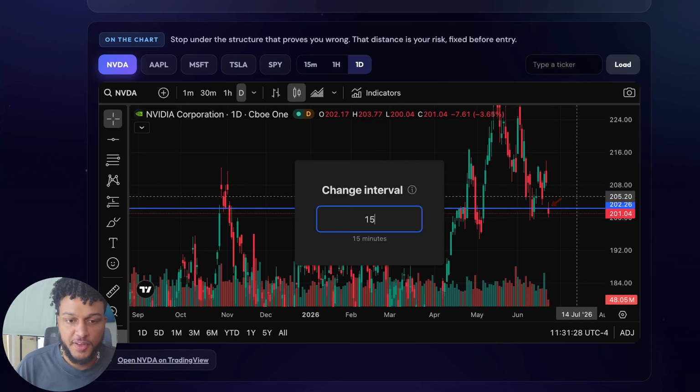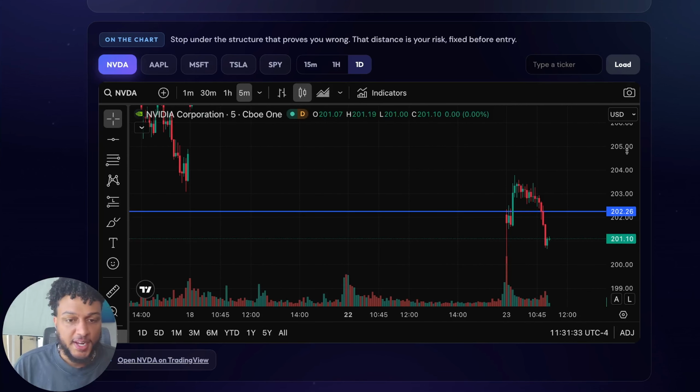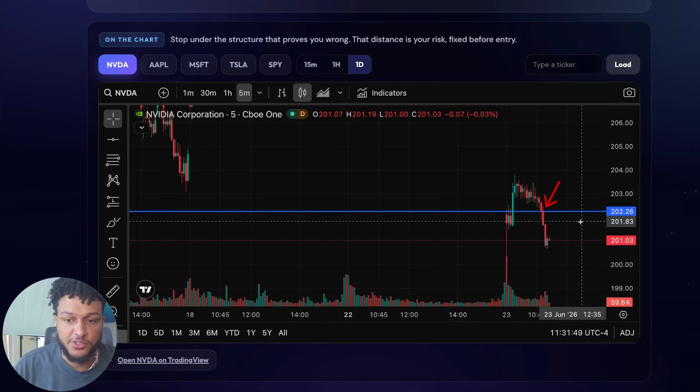So zooming down here, the 15-minute and 5-minute are the time frames we're going to look at. The easy thing to look at on this trade is, like I said, defining your risk first. If you're trading the break and retest strategy, what I'd be looking for in NVIDIA on the downside is the break and retest below 202. Looking at the chart, you can see NVIDIA is breaking back down below 202.